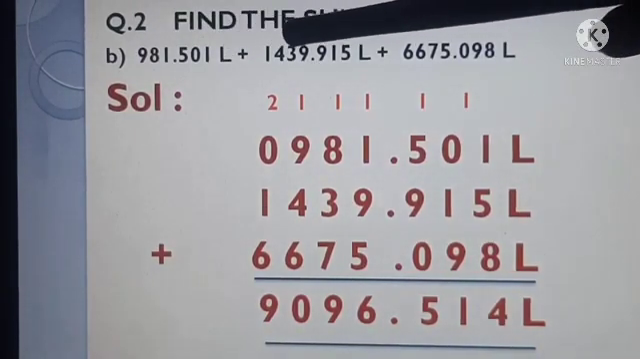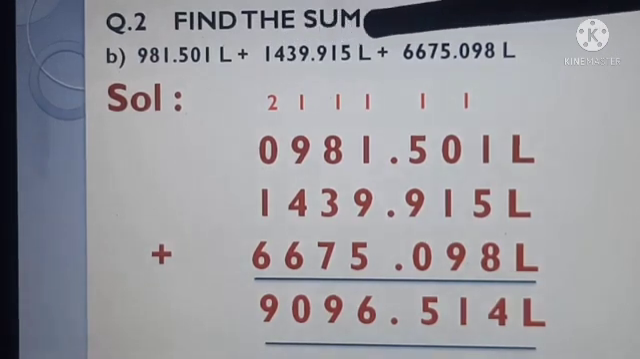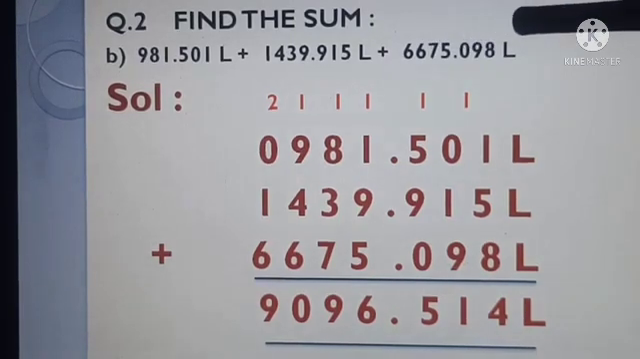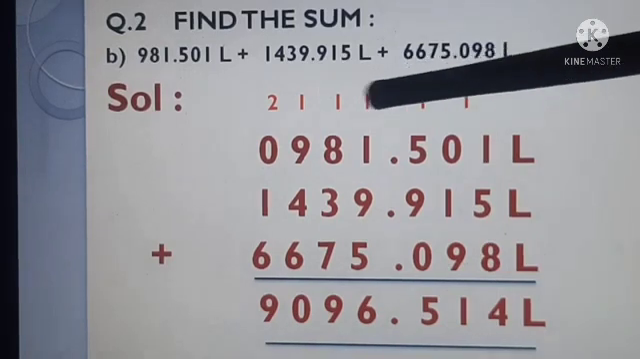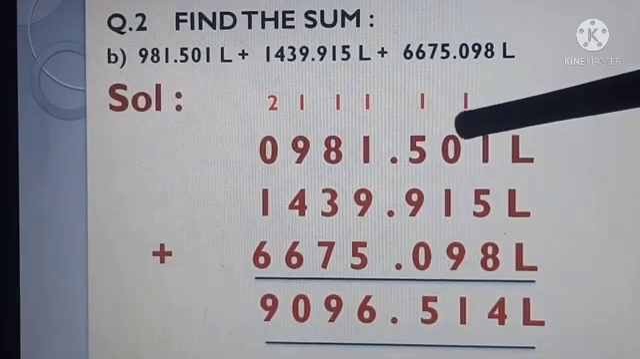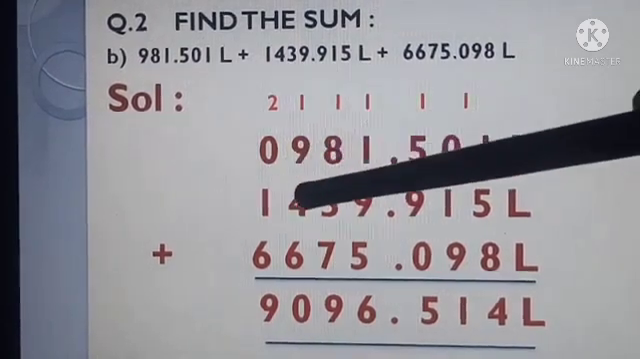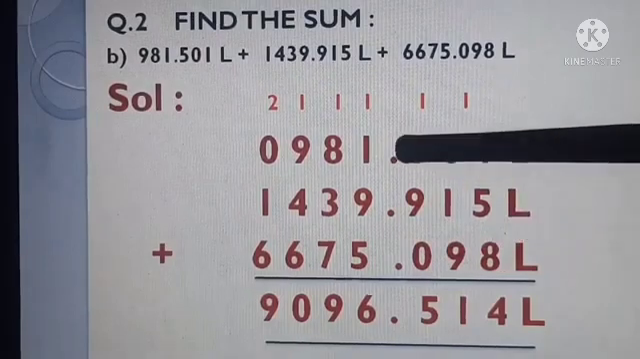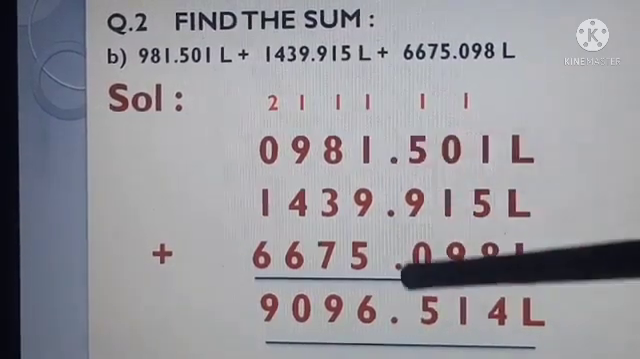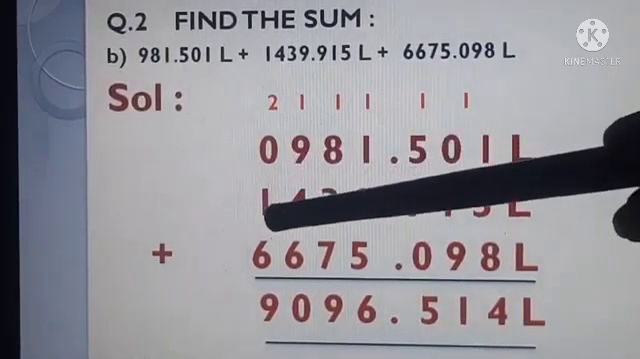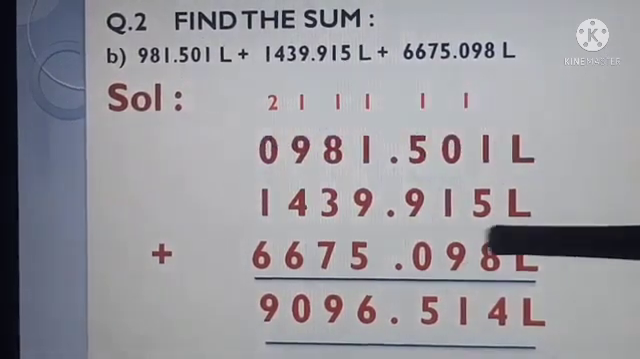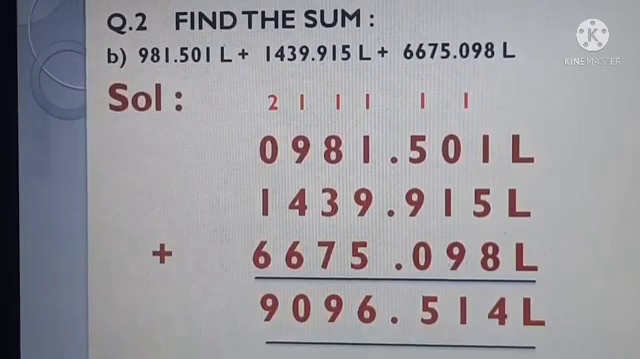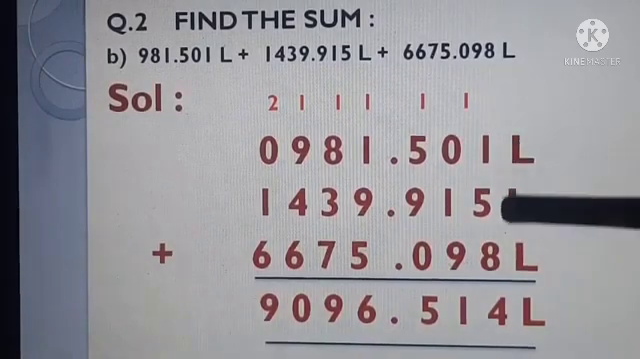981.501 liter plus 1439.915 liter plus 6675.098 liter. So write down very carefully. 981.501 liter. Below this you have to write down 1439.915 liter. Decimals will be written in the same vertical line. And here as 1000 is here, so here you are going to write down 0. Then next is 6675.098 liter.